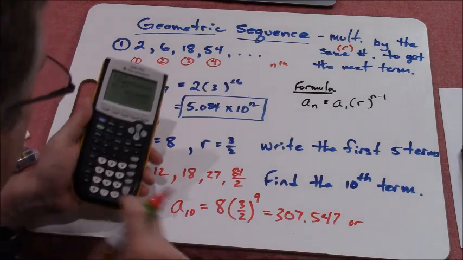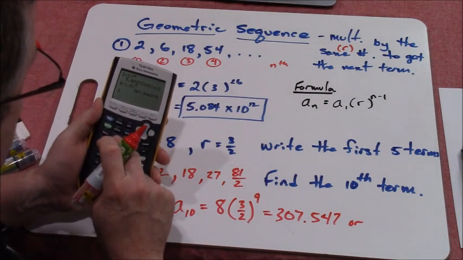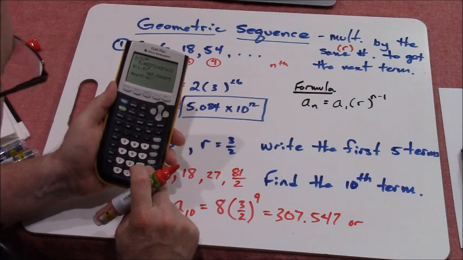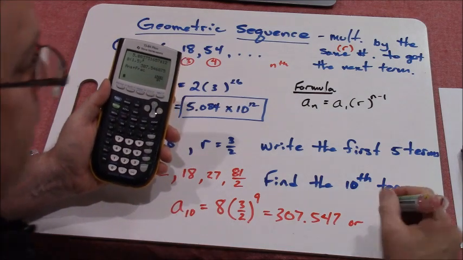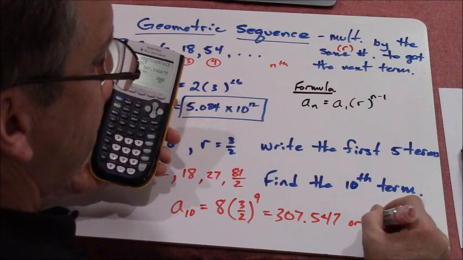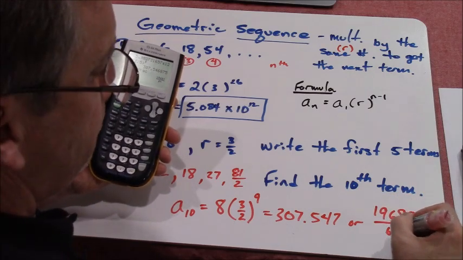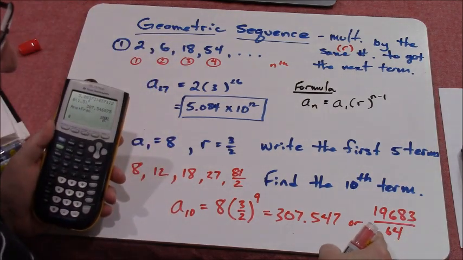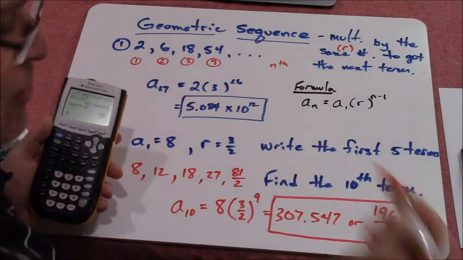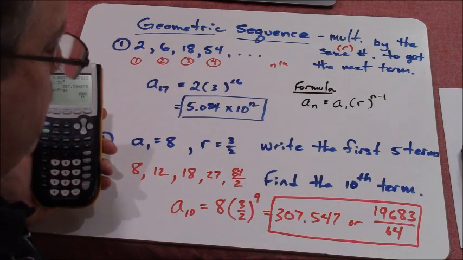Or I could try and convert that to a fraction. So if I go to the math button, choose option 1, convert to fraction, what I got was 19,683 over 64. This would be my exact answer. And I'm okay with either one. Choose either one of those.